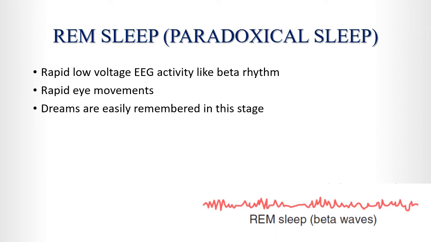But still, in this stage, it is very difficult to awaken the individual. In fact, the threshold for arousal by sensory stimuli is raised during this stage. And this stage is known as REM because there will be rapid eye movements during this stage. Another feature of this stage is that dreams are easily remembered. Now let's see some other physiological changes.